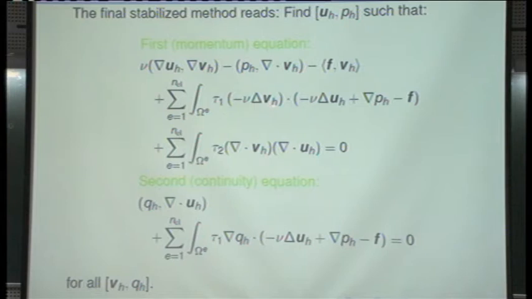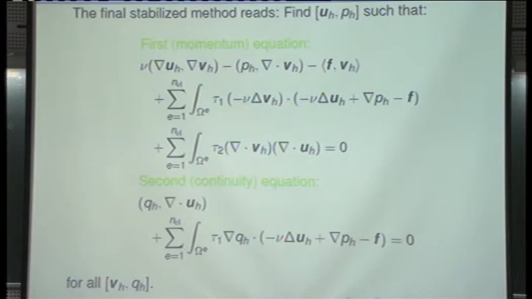So that's what we don't have. And we have this additional term. And the second equation, which is the continuity equation, is the Galerkin term plus the one with the gradient of q. Now v_h is equal to zero. And then the residual of the first equation. And that has to hold for all test functions v_h and q_h. Okay? Is it clear? That's the GLS method, Galerkin least squares method.